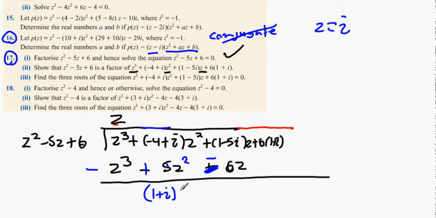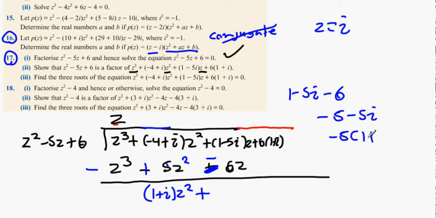Now bring down your z squared. The next one is 1 minus 5i, and you're taking away 6. Now you have minus 5 minus 5i. I'm just going to treat that as minus 5 into 1 plus i. You'll see why in a second. So that's going to become minus 5 into 1 plus i. And then finally the last one is already done for you, 6 into 1 plus i.